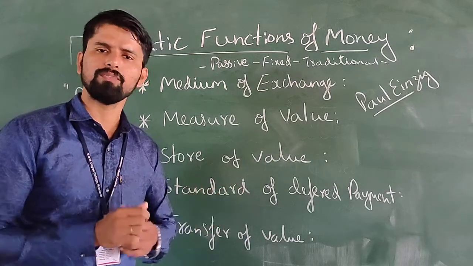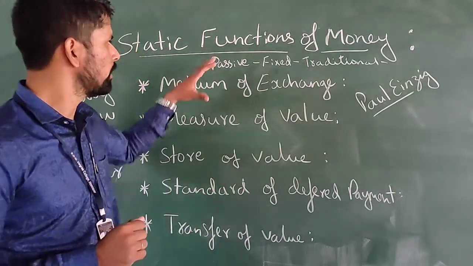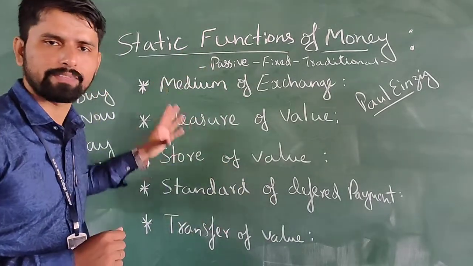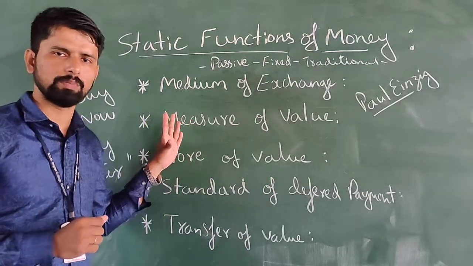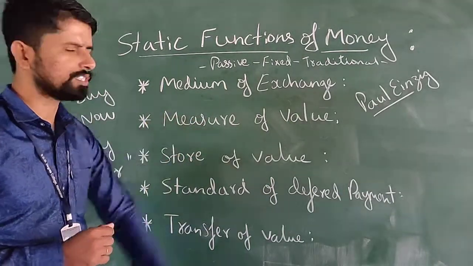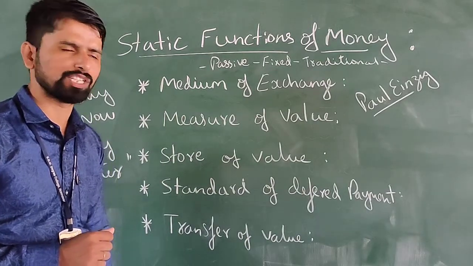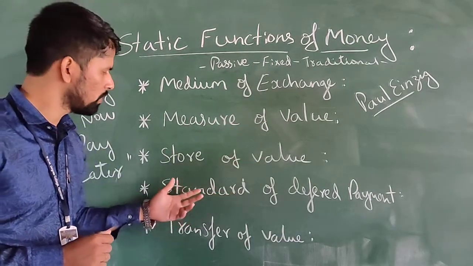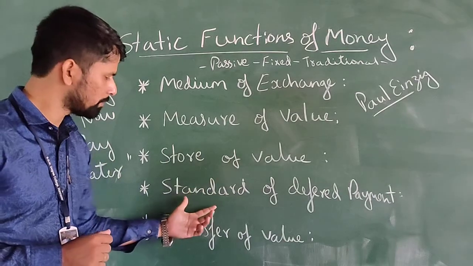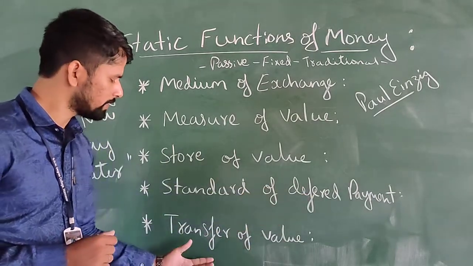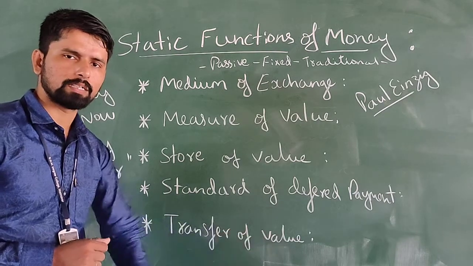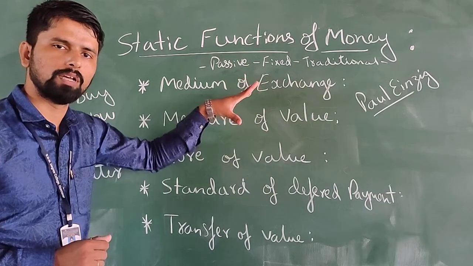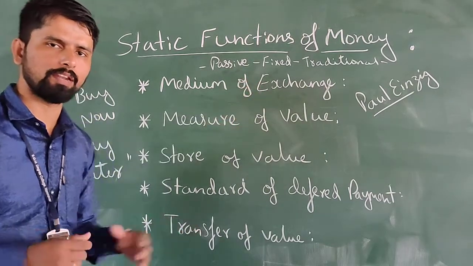So today, this is enough for today's video. We understand what are the static functions of the money and what are the areas of static functions. These five are the areas of the static functions. We discussed money as the medium of exchange. Money acts as the measure of value. Money used as store of value. Money used as standard of deferred payment, and money used in the transfer of value. In these areas, money performs its static role.